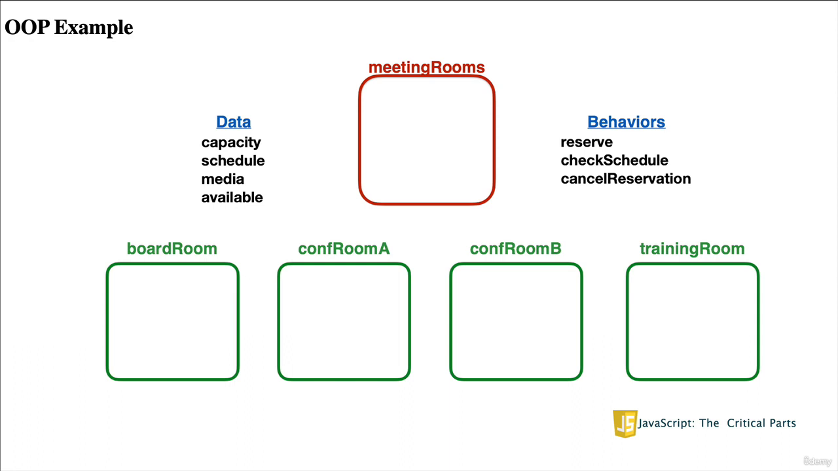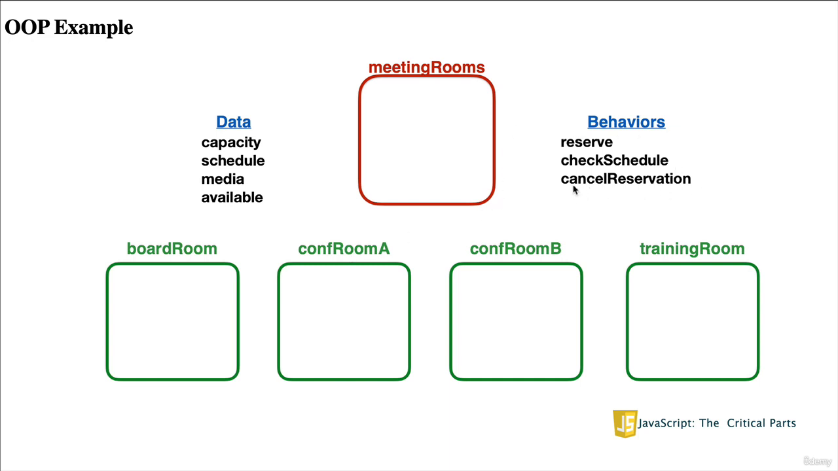So if this is what we're going to be creating, a room reservation system, then we're going to need individual objects representing the rooms. Boardroom, conference room A, conference room B, training room. And they're going to have data. Here's some of the data they may have. Capacity, their schedule, what media they have, whether the room is available, some data like that. And then they're going to have behaviors.